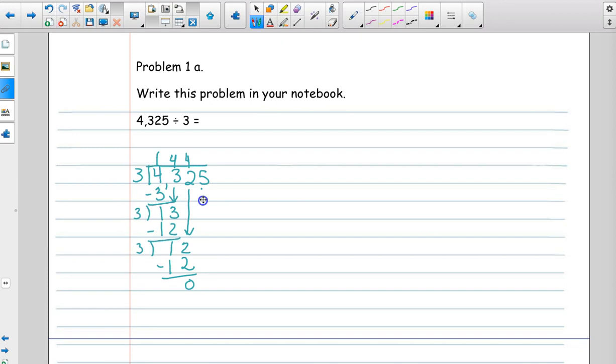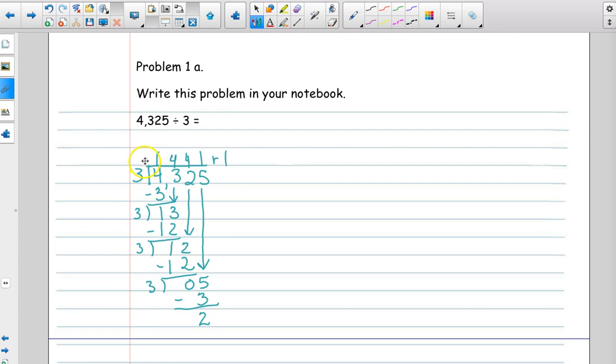So now we have to divide again. 5 divided by 3 is 1. 1 times 3 is 3. When I multiply, I put it in the house. I call sister to subtract, and I have a remainder of 2. Remember, my remainder has to be smaller than my divisor.